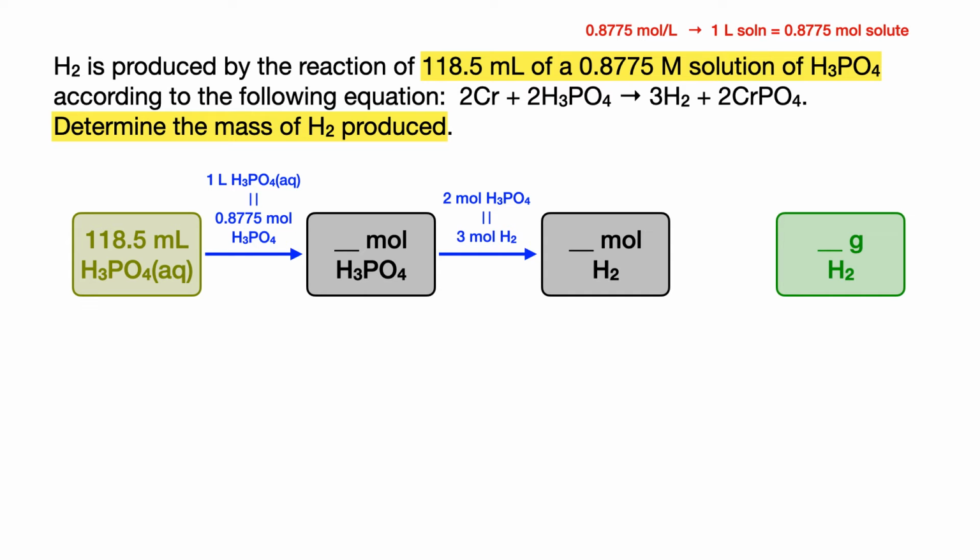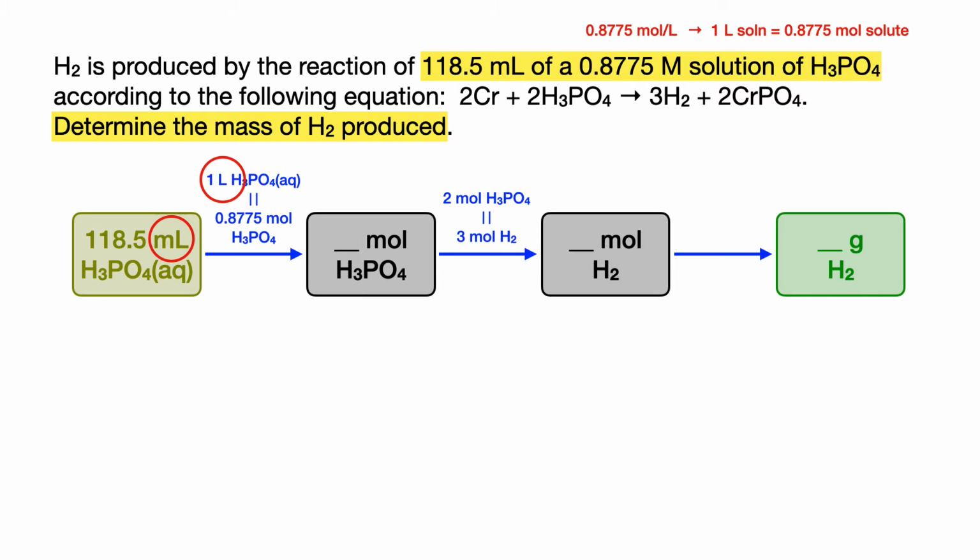We can see that we are going to have to be a little careful here, because the concentration of the solution is in moles per liter, and the volume that we're given is milliliters. So we are going to have to do a conversion between milliliters and liters, but that's not a big deal. We can do that when we do the calculation. And then the last piece of the puzzle is we're going to need to convert from moles of hydrogen to grams of hydrogen. And that's easy enough.